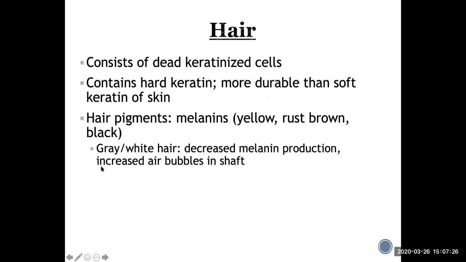There are pigments associated with hair follicles. So again, we've got melanins, there are melanocytes at the bottom of the root of hair follicles, and they can produce colors ranging from yellow to black. When your hair turns gray, it's because the melanin production has decreased, and there's an increase in air bubbles in your hair shaft. I actually didn't know that. That's kind of weird. All right.